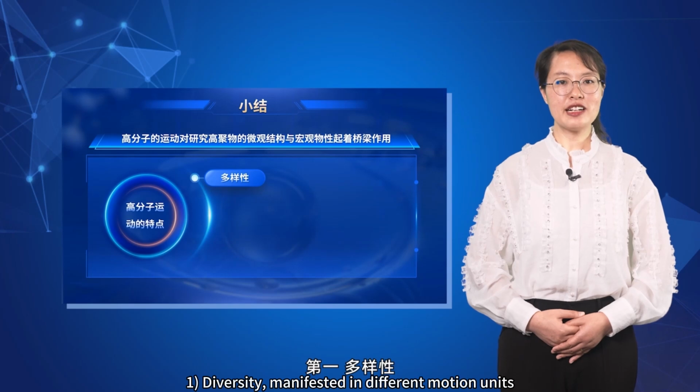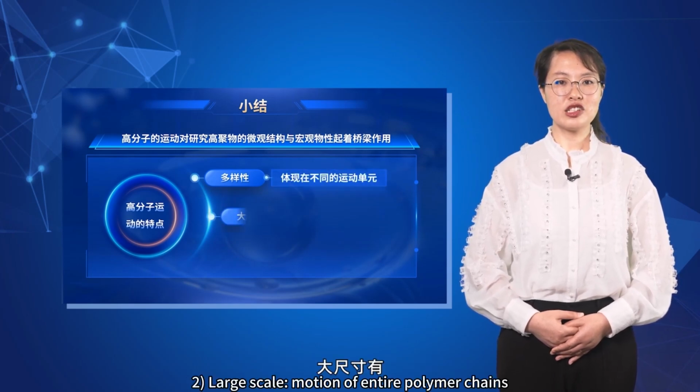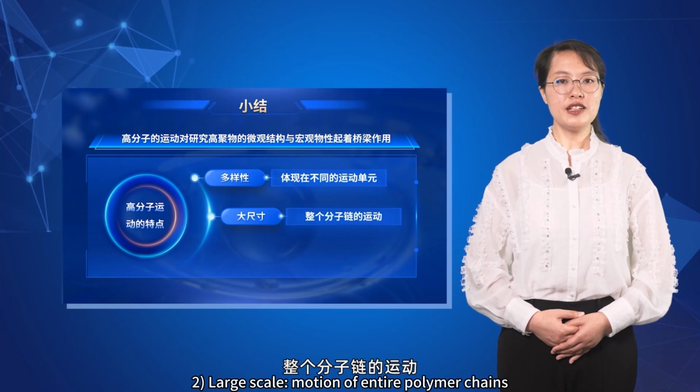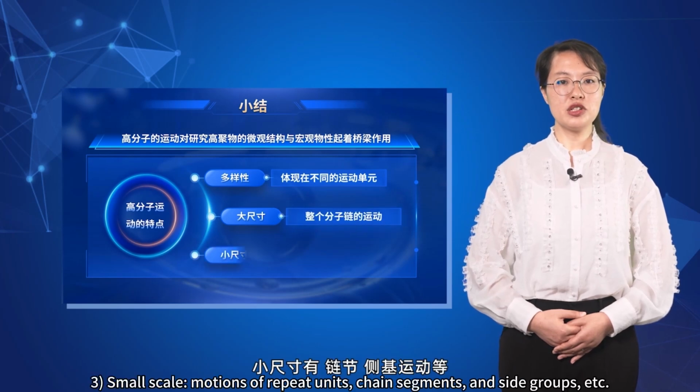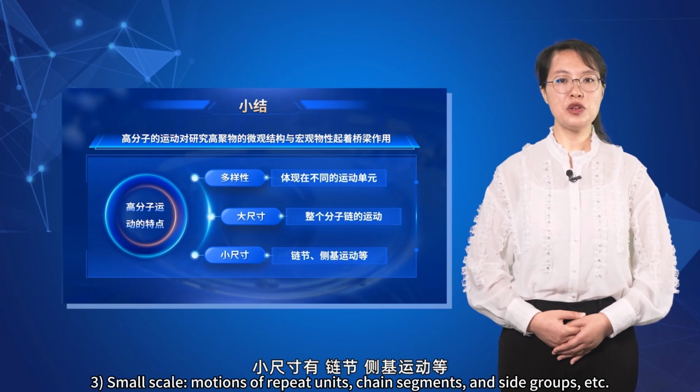1. Diversity, manifested in different motion units. 2. Large-scale, motion of entire polymer chains. 3. Small-scale, motions of repeat units, chain segments, and side groups, etc.